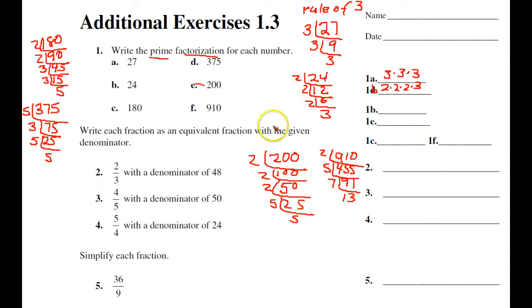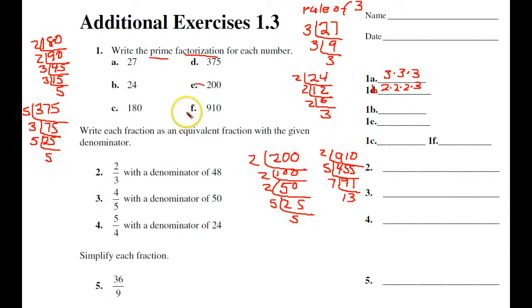Okay, here's what we have then. For the 180, again it's even, so you're going to divide by 2. 90, divide by 2. 45, now notice if you add up 4 and 5, it's a 9, it's divisible by 3. So on the outside, we have our prime factorizations.